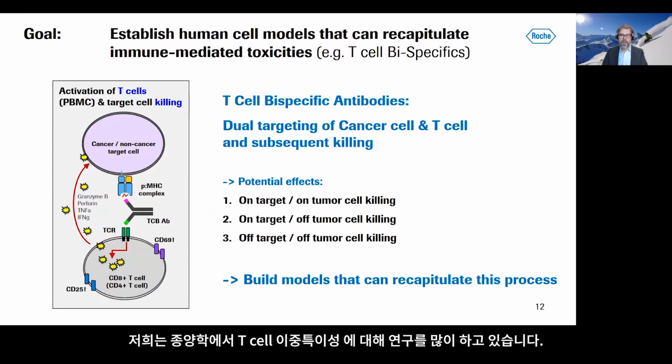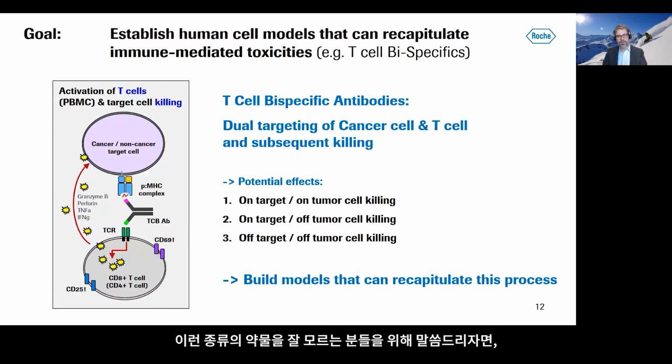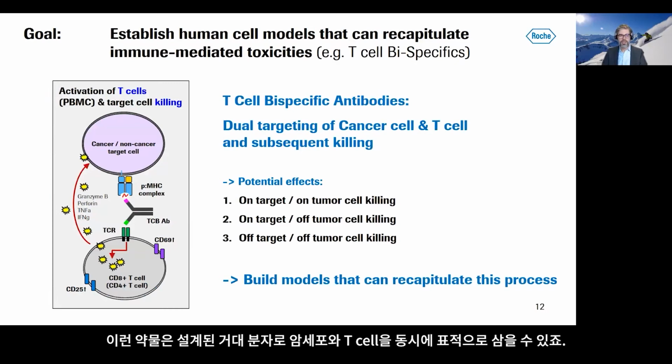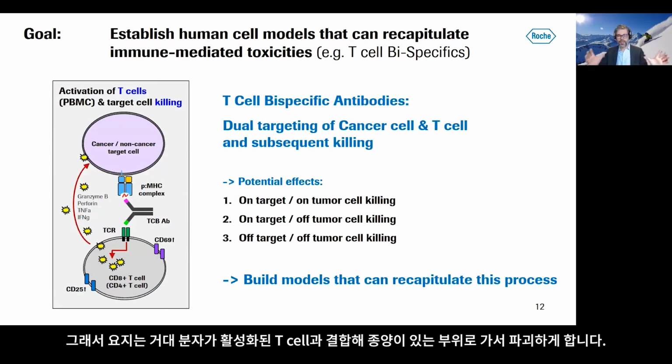So we are working a lot with T-cell bispecifics in oncology. For those who are not familiar with these types of drugs, these are engineered large molecules which at the same time can target the cancer cell and the T-cell. So the idea is that the large molecule binds to a T-cell, activates it, and brings it to the site of the tumor where it induces killing.